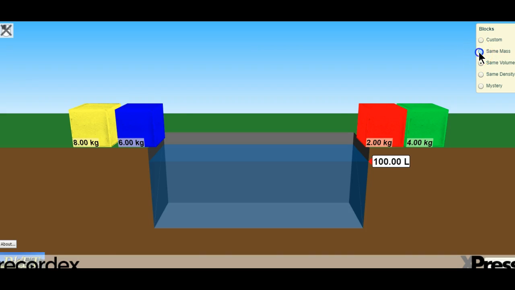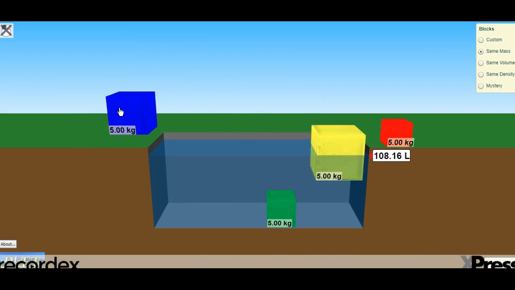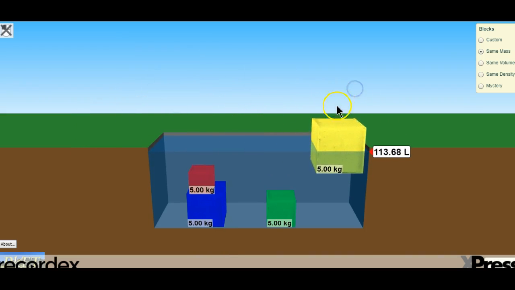All right, moving on to question number 2. Question number 2, we've changed it up. Now you'll notice they're different sizes, but they all have the same weight. They all weigh the same. Does how heavy it is tell you if it's going to sink or float? Again, they're all the same weight. So that's super important right there.